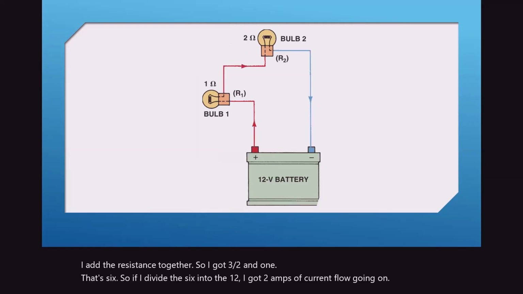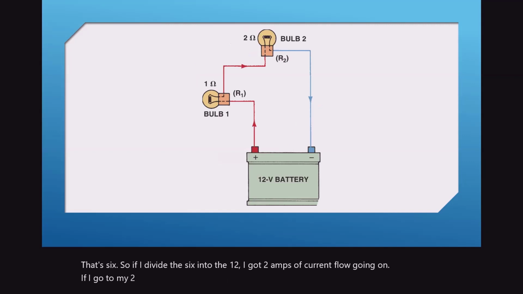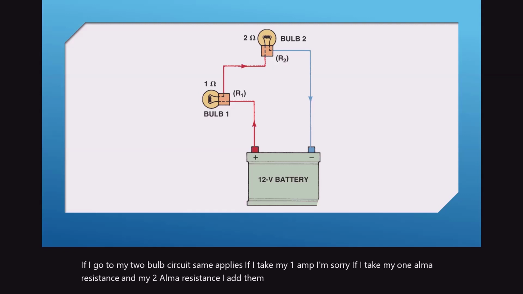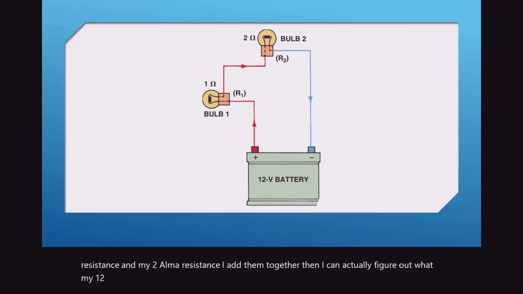If I go to my 2-bulb circuit, same applies. If I take my 1 ohm of resistance and my 2 ohm of resistance, I add them together, then I can actually figure out what my 12 volt battery current flow would be. So I would divide 3 into 12, and I have 4 amps of current flow going on.